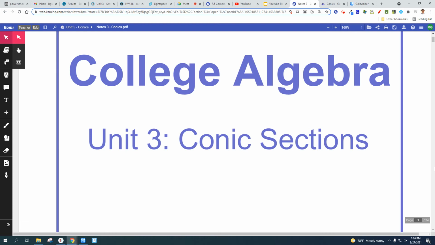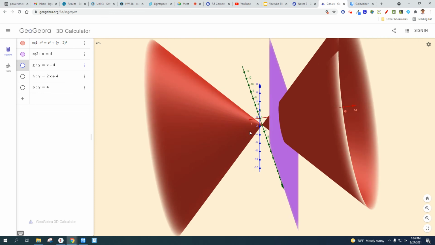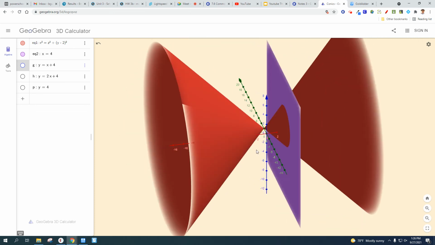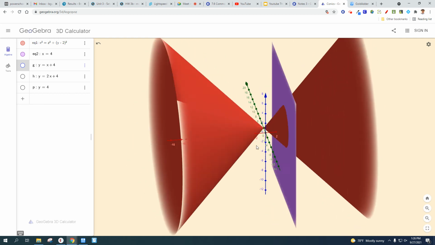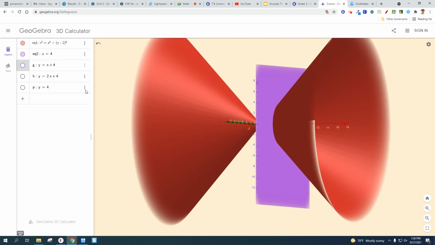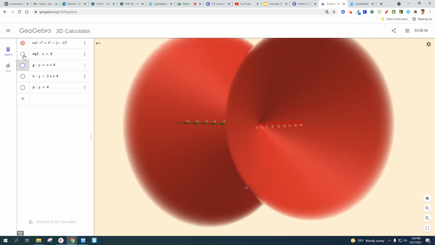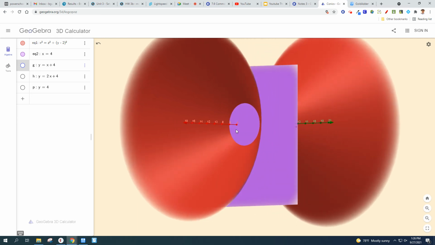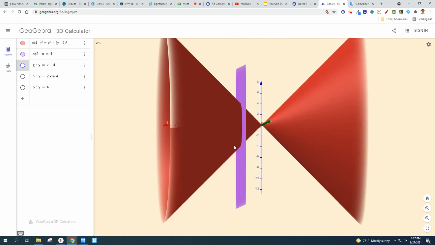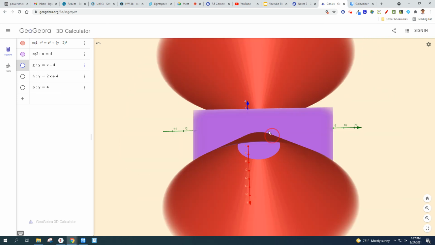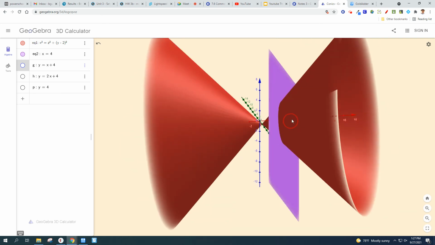Unit 3 is conic sections, and when you think about the word conic, it's talking about a cone. So check it out. I've got this 3D graph on GeoGebra, and I've got a graph of a cone. What I want you to imagine is if you took a knife, and the knife is purple, and you just made a slice through that cone. Notice the shape that you get is a circle. So I just took a purple knife and I sliced right through the cone and it made a circle. One of the conic sections is a circle.